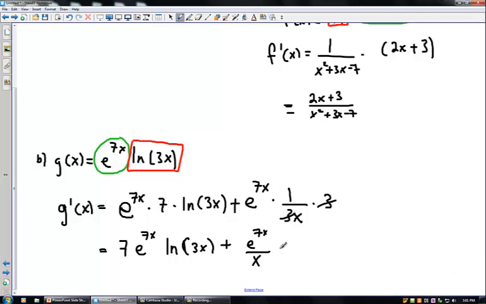Okay, and if you want here, you can factor out what they have in common. So they don't have any numbers in common, but they do have e to the 7x in common. So I could pull out this e to the 7x and get something plus something. And the first something, there's a 7 ln of 3x plus a 1 over x. And so here's my answer.